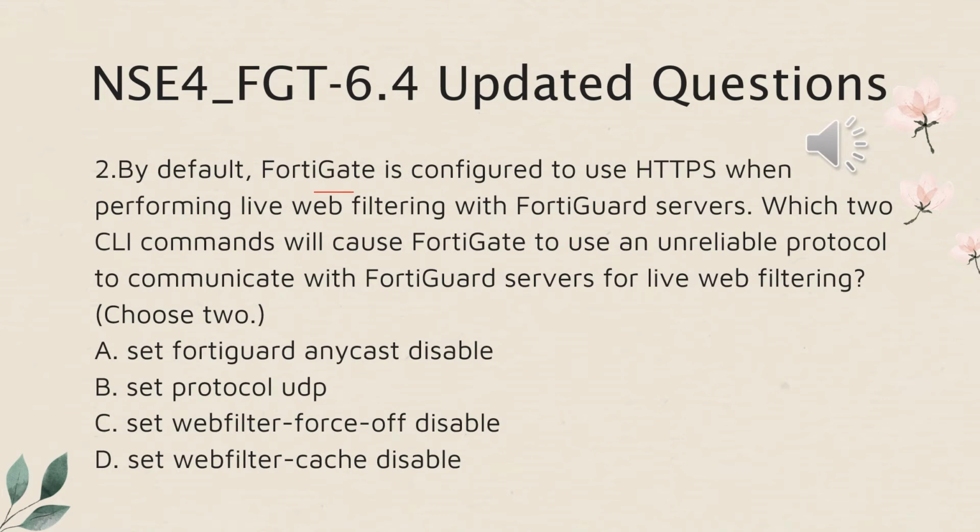2. By default, FortiGate is configured to use HTTPS when performing live web filtering with FortiGuard servers. Which two CLI commands will cause FortiGate to use an unreliable protocol to communicate with FortiGuard servers for live web filtering? Choose 2. A. Set fortiguard-anycast disable. B. Set protocol udp. C. Set webfilter-force-off disable. D. Set webfilter-cache disable.